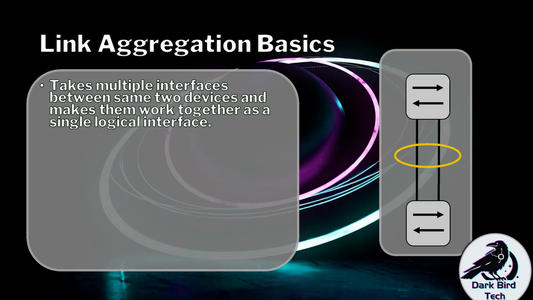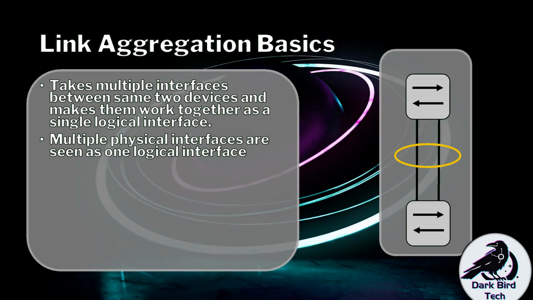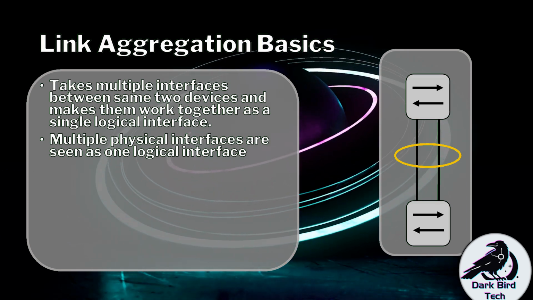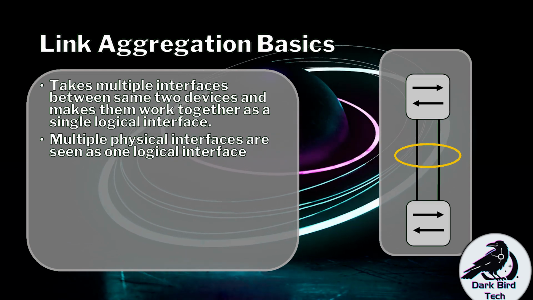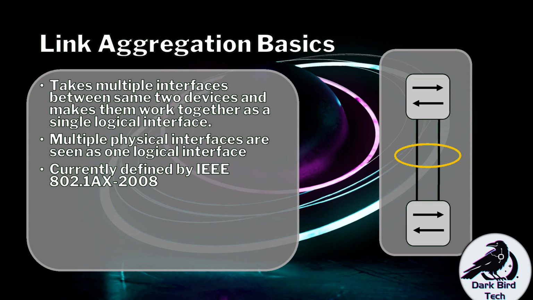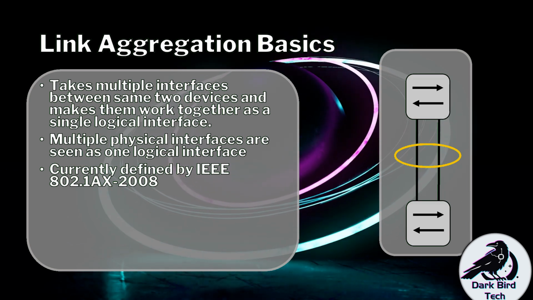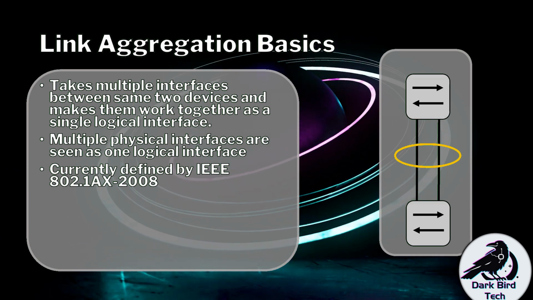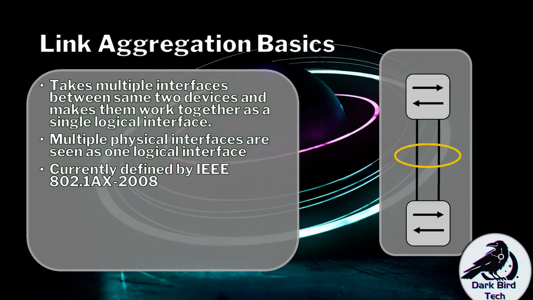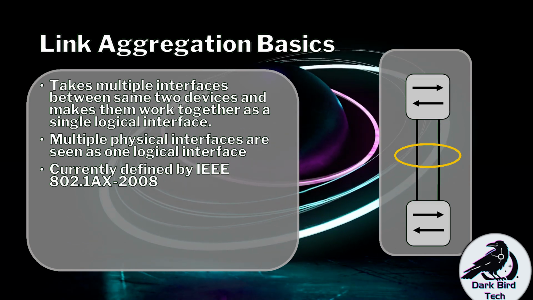And that is literally how the devices see it. Multiple physical interfaces working together and being seen as one logical interface. Now, the current standard that defines link aggregation is the IEEE 802.1ax 2008 amendment. Please note it's 802.1ax. Don't confuse that with 802.11ax, which is the Wi-Fi 6 standard.